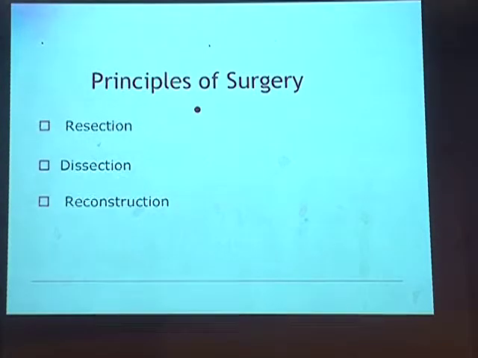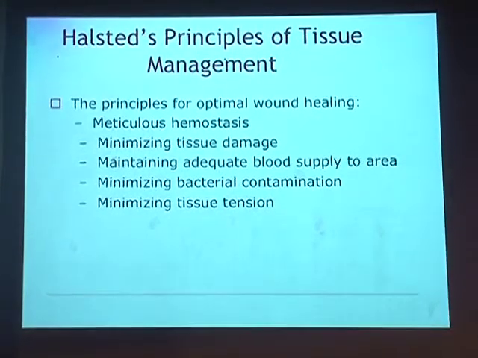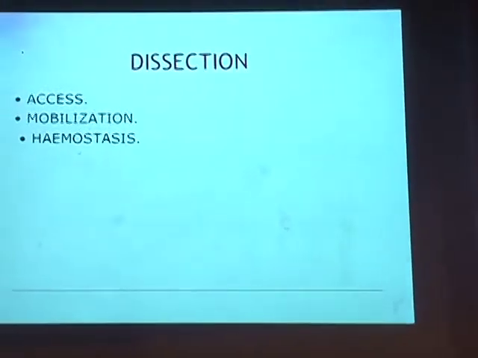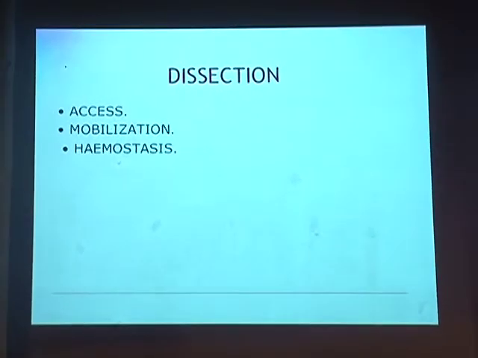Before I go into this, we all know the basic surgeries: we go for resection, for dissection, and for reconstruction. So we need to address these areas of tissue management in resection and the rest. This is the age-old process of good healing for wounds: meticulous hemostasis, minimizing tissue damage, maintaining adequate blood supply, and definitely less tissue tension. So when we do dissections, we need good access to the organ. It must be properly mobilized and definitely have good hemostasis. How can we achieve this?